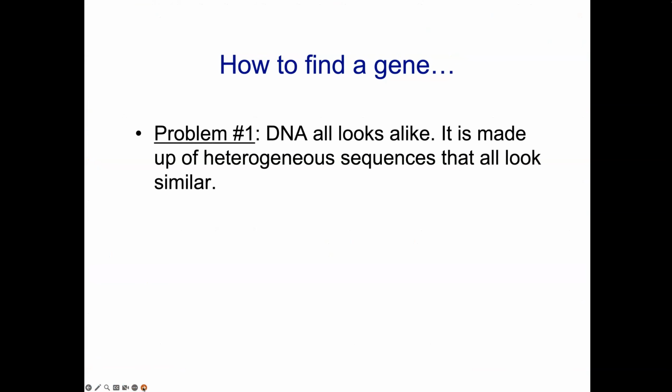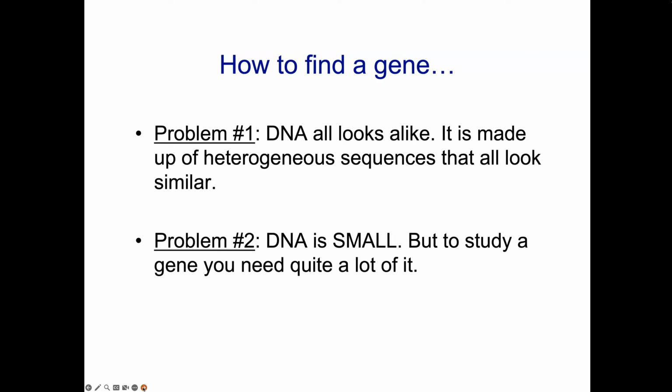Okay, so how do we find the gene? So the first problem is DNA all kind of looks the same. The sequences are heterogeneous. They're not exactly the same as each other, but chemically they don't behave that differently from one another. It is the actual sequence part that is the unique part of a particular gene.